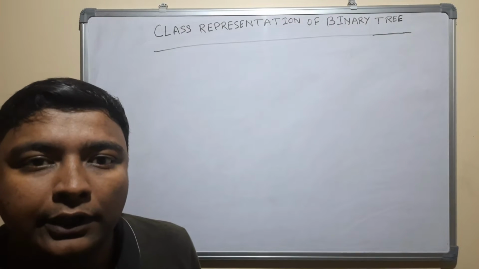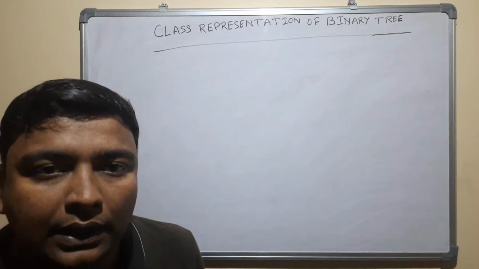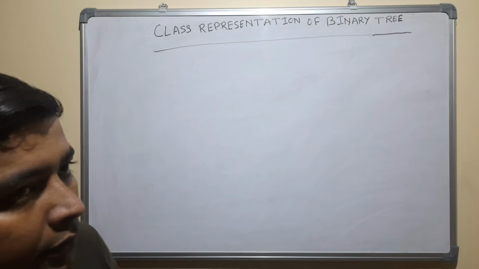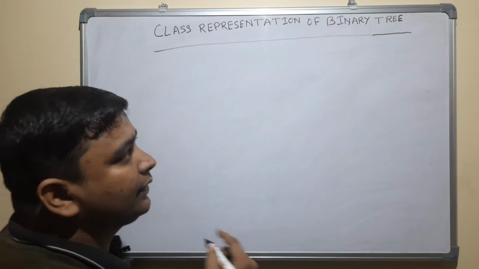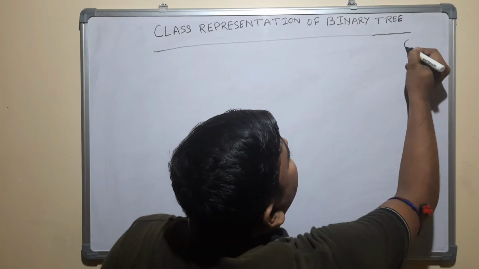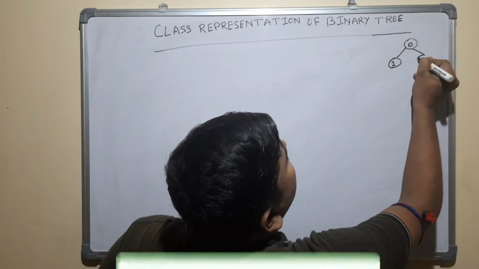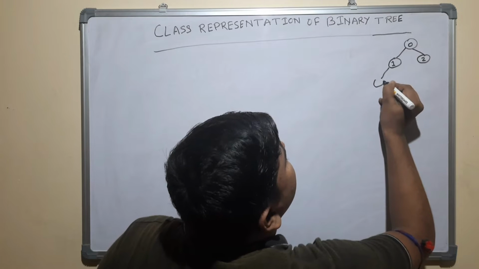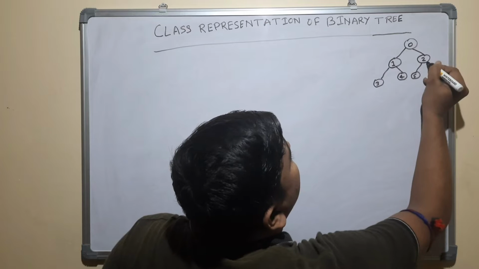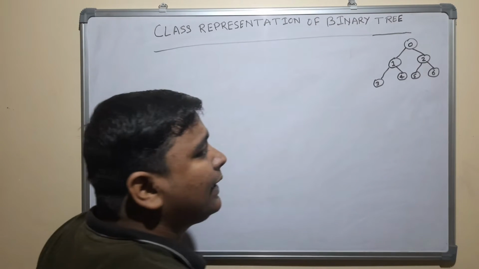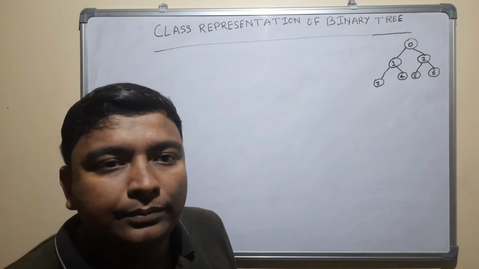In this video, we will discuss how to represent a binary tree in a class. So, in a program, how will I represent a tree? Let's take one tree. Left is 1, right node is 2, 3, 4, 5. So for representation in class, first we need a node.